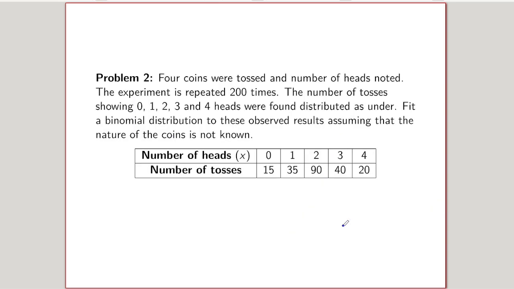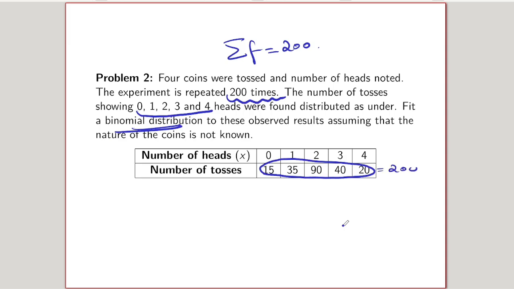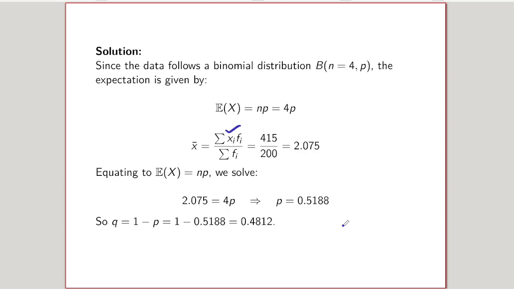So 4 coins were tossed and the number of heads was noted. The experiment is repeated 100 times. So summation f is 200, already given in the question. And the number of tosses showing 0, 1, 2, 3, 4 heads are distributed in the table. We are going to fit a binomial distribution to this. If you add everything, we get 200 as our total frequency. Now summation fx is 415 and summation f is 200. If we divide that, we get the mean value as 2.075.